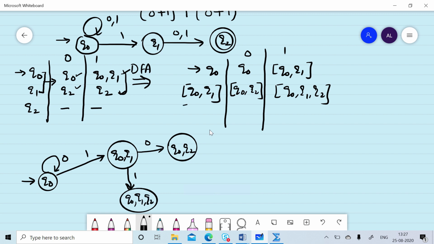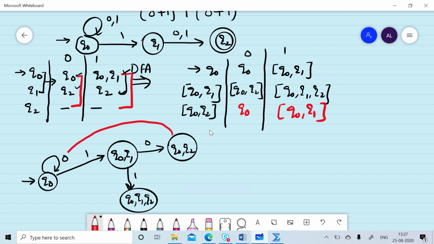Now we will consider Q0, Q2. Under 0, we will take the union of these two states, that is Q0. Under 1, we will take the union of these two states, that is Q0, Q1. So on reading 0, we will move back to the initial state. And on reading 1, we will move back to Q0, Q1.